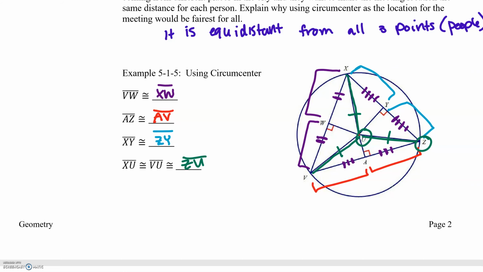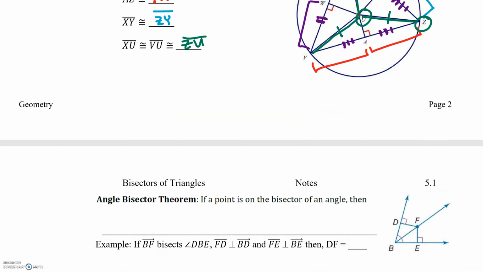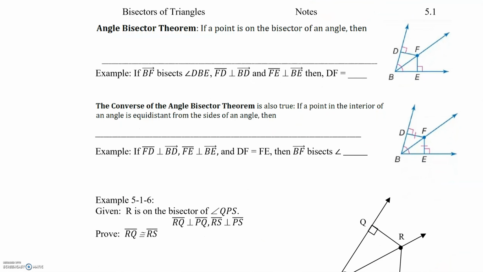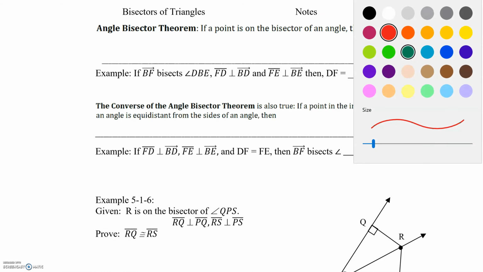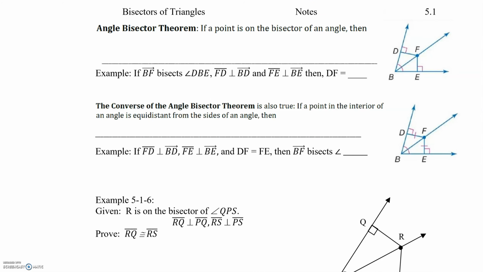Okay, so that is talking about circumcenter. So now we're going to change our tune here and talk about angle bisectors and what that lends itself to for our next kind of triangle. It is equidistant from the sides of the angle. So if a point is on the bisector of an angle, then it is equidistant from the sides.